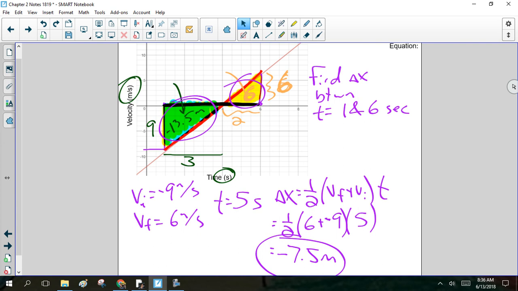Cool. I think I'm going to leave that one at that. You really shouldn't be using any calculus to solve this. So, when do you have to use calculus?